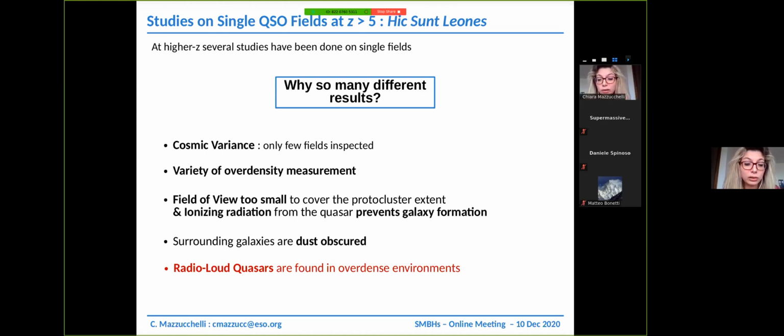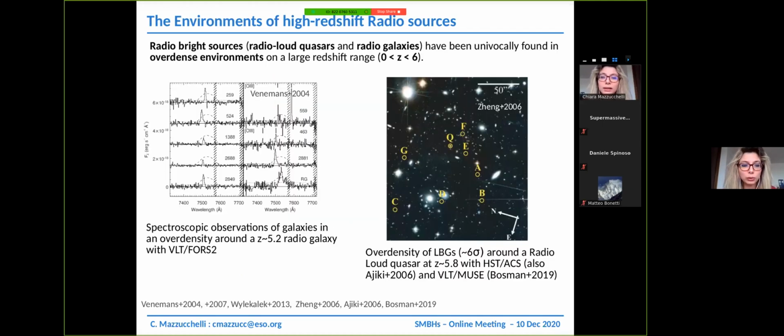So I'm talking about quasars showing very strong radio emission, radio loud quasars. Indeed, this type of sources, radio bright sources, both radio loud quasars but also radio galaxies, have been univocally found in overdense environments over a large redshift range. So from the local universe up to the epoch of reionization, basically. I show you here, for instance, a couple of examples from a spectroscopic follow-up of Lyman-alpha emitters found around a radio galaxy at redshift 5 with FORS.